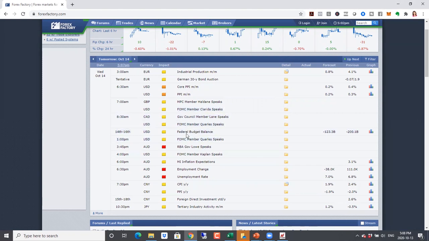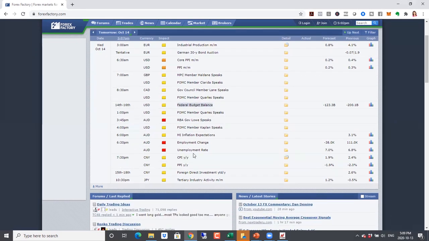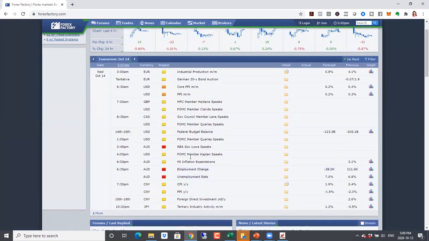So the federal budget here will be important, especially with the negative numbers, as that may cause concern. And then we have employment data from Australia. So overall, not a ton of critical data here, but there are a couple of things that we have to keep an eye on, and they will have an impact.